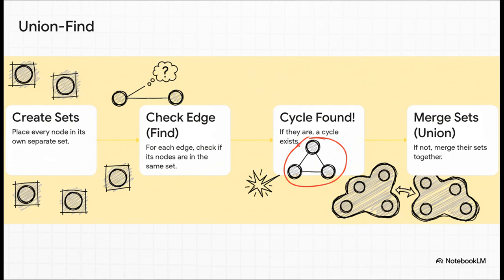Well, we go through our graph one edge at a time. For an edge that connects, say, node U and node V, we ask, are U and V already in the same building? We use a find operation to check. If they are, we've found a cycle. It means there was already a path connecting them, and this new edge is just redundant. If they're in different buildings, we do a union operation, basically merging the two buildings into one big complex. And we just keep doing that until we either run out of edges or we find that one edge that connects two nodes already in the same building.